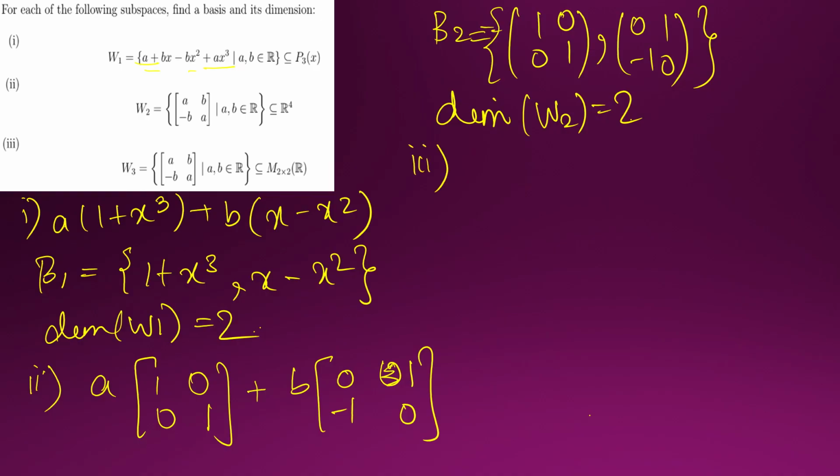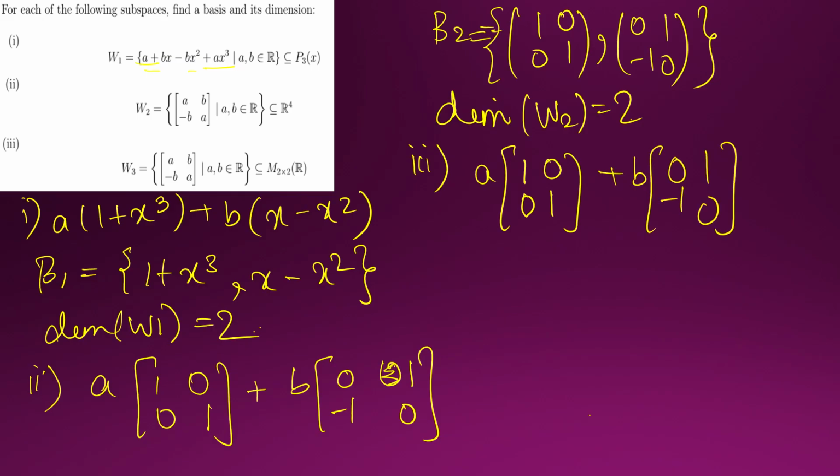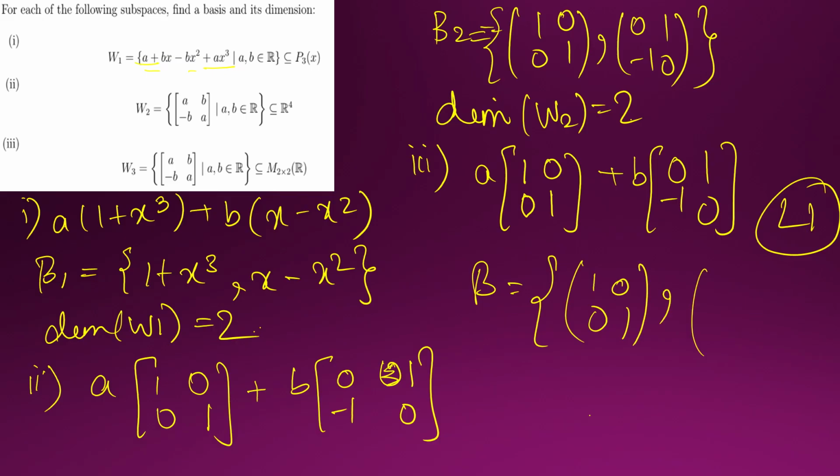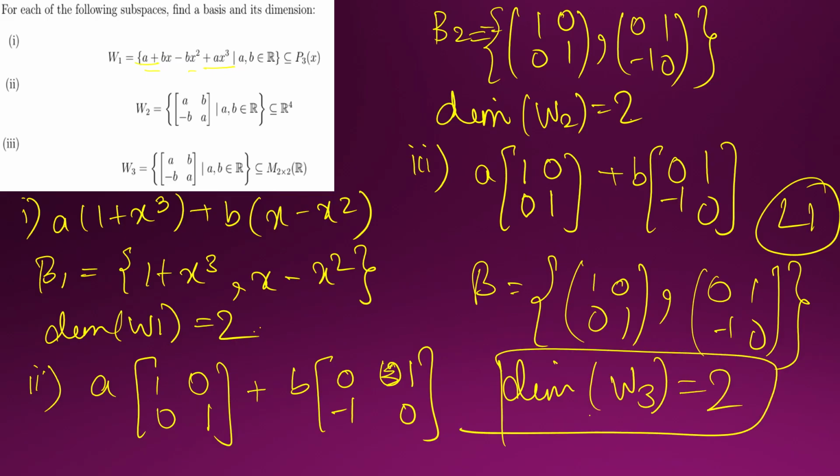So the third part. Similarly, in the third part also, you can express them as A into (1, 0, 0, 1) plus B into (0, minus 1, 1, 0). When you set the combination equal to 0, 0, it will come out to be linearly independent. Just check that. So the basis set can be written as {(1, 0, 0, 1), (0, minus 1, 1, 0)}, and therefore the dimension of W3 will be equal to 2 based on the basis.